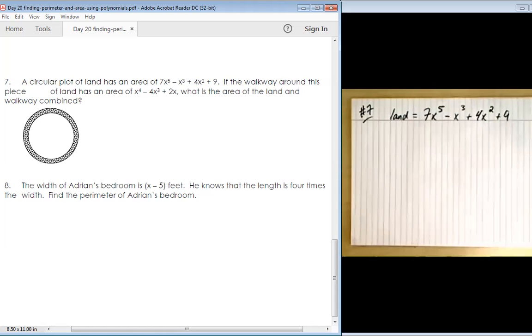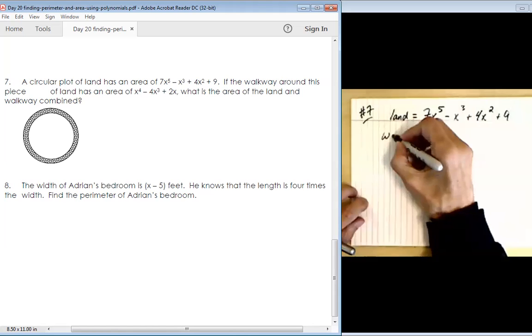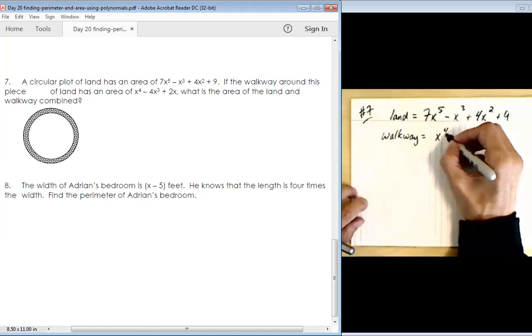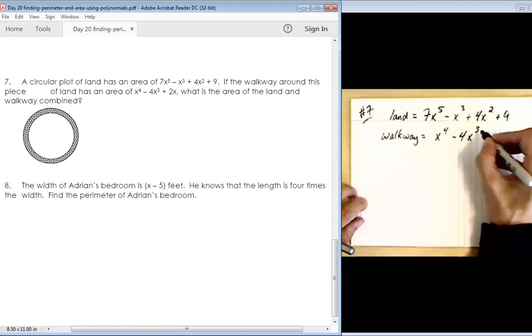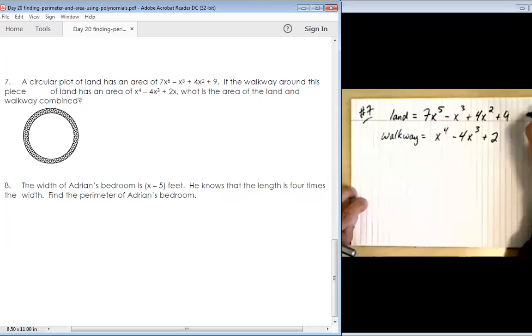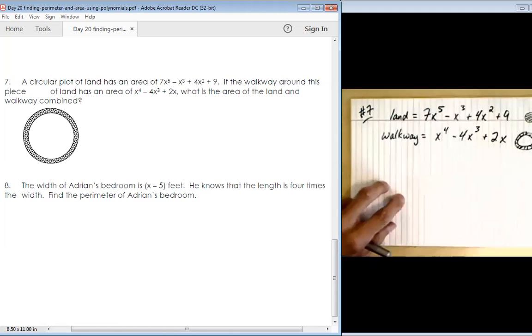That's true. What else is there? Walkway. Minus 4x to the 3 plus 2x. Okay, so just to have some shapes, this is the inside, 2x, and this one is the walkway, so I'll shade it in. That's that area, right? Now, what are they asking for? Because am I adding or subtracting? I don't know yet.